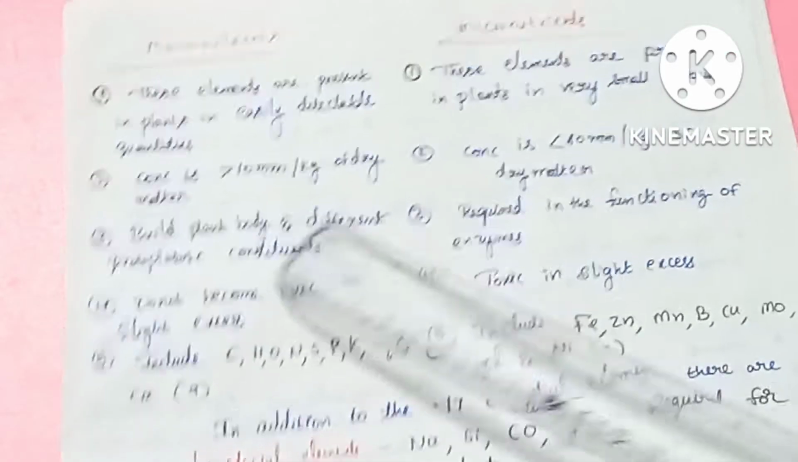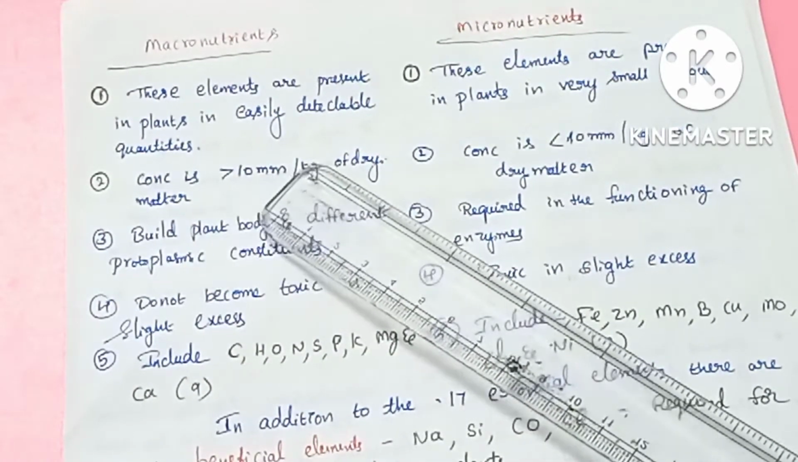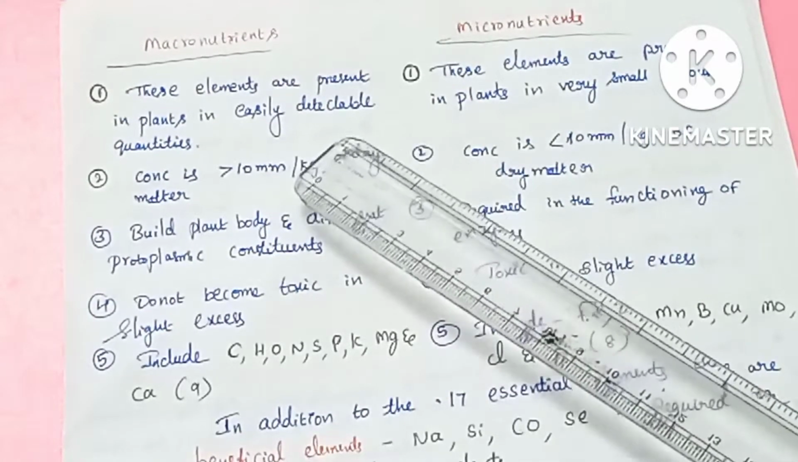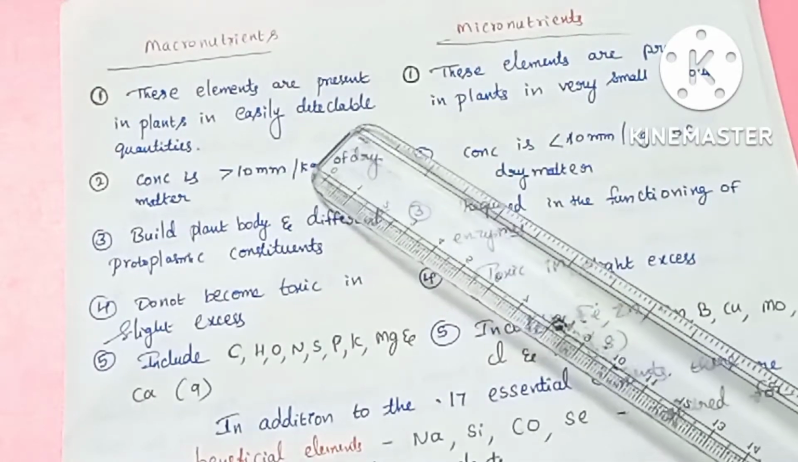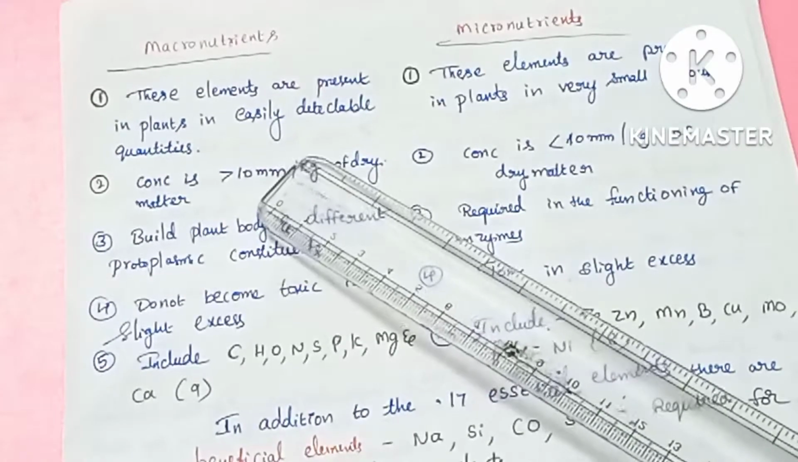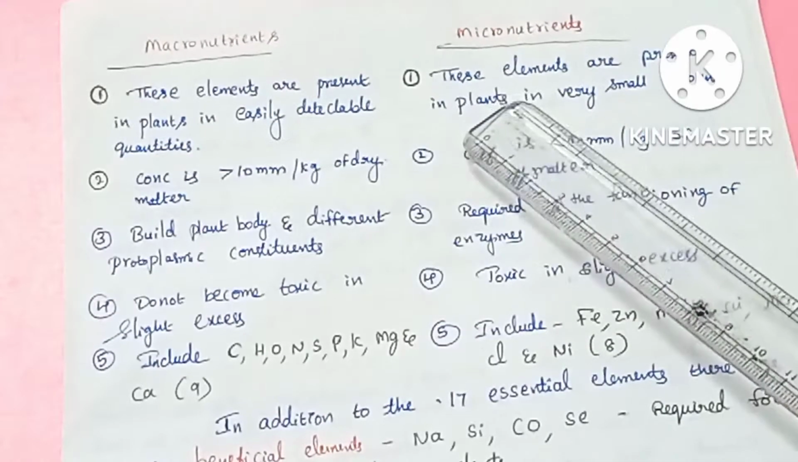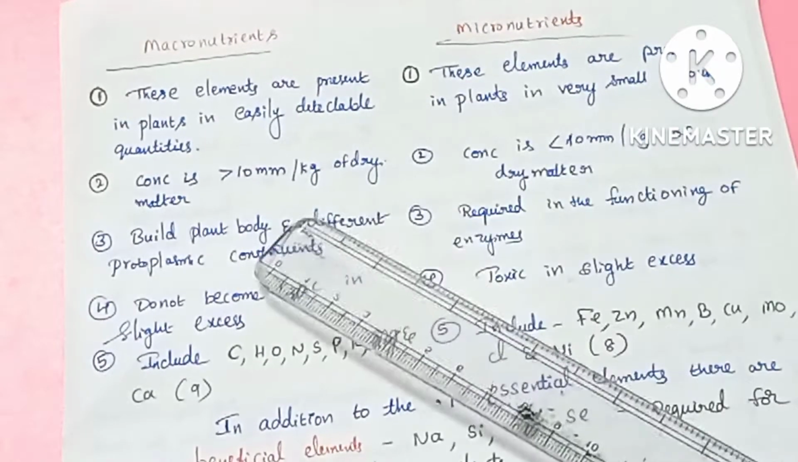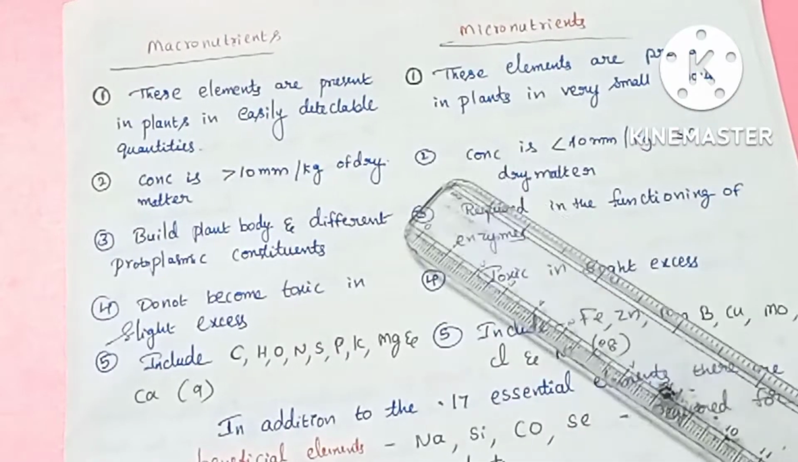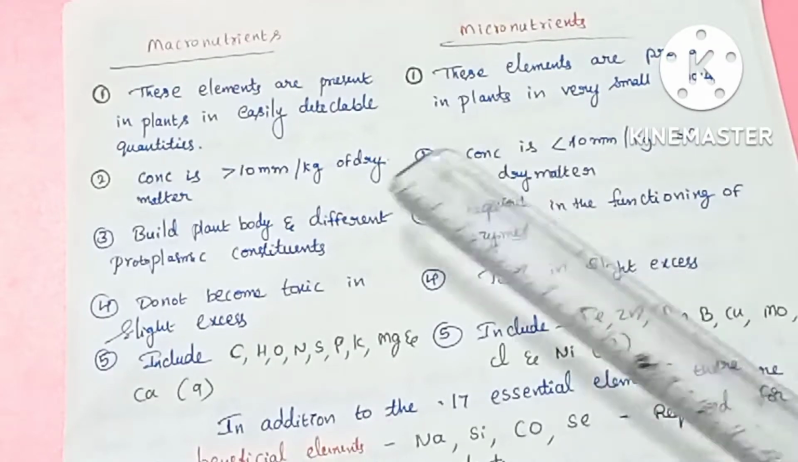So what are macronutrients? These elements are present in easily detectable amounts. That means these macronutrients are required in major amounts, right? Hence they accumulate in large quantities in the plant body also. That means they can be easily detected. But these micro elements are required in smaller quantities and accumulate in smaller amounts in the body, and when we detect them in the plant body, they can be present in very small or trace amounts.